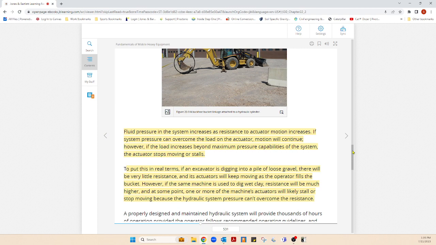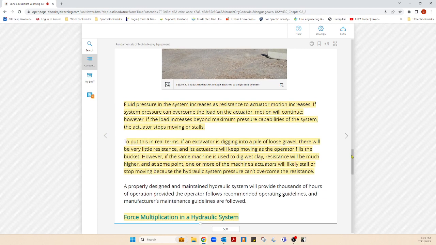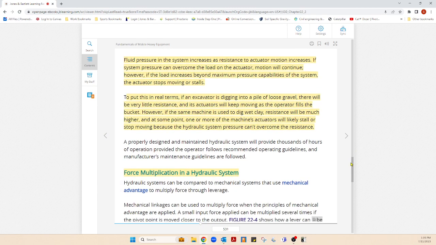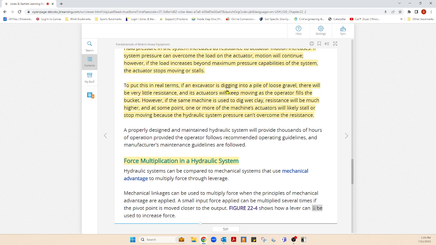And if you've operated a backhoe often, you have experienced this, such as in wet clay versus loose gravel. It depends. If you're in loose gravel, there will be very little resistance and it fills the bucket easily. And wet clay, if you've ever dug in that, you're going to get a lot of resistance. So a properly designed system is important.